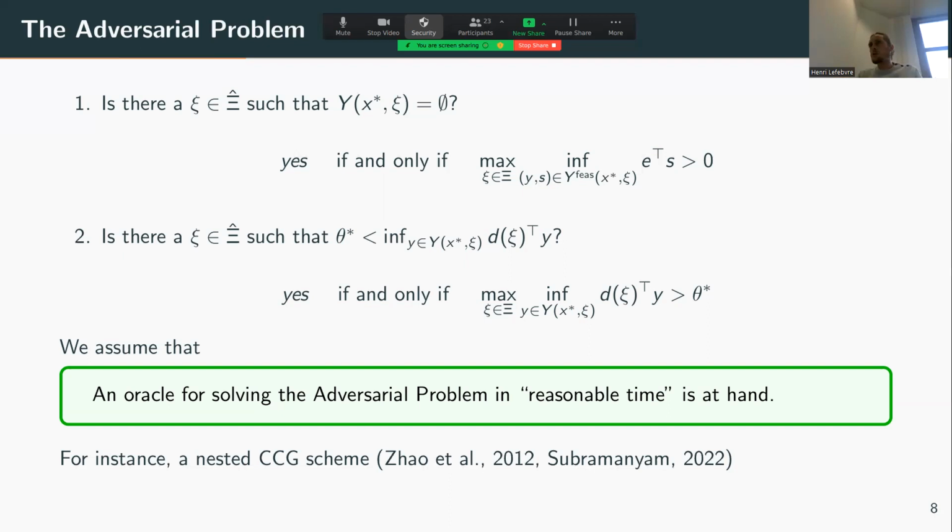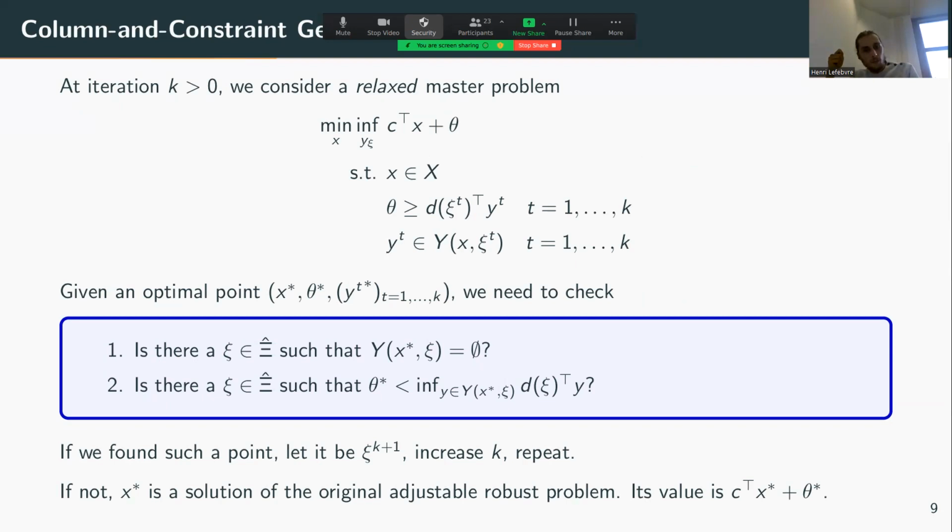Well, if we then found such a scenario, what we do is we add this scenario to the relaxed master problem and we repeat, okay? If not, well, this means that X star is a solution of the original two-stage robust problem and we have solved the problem. The objective value of the original problem is then c^T X star plus theta star.